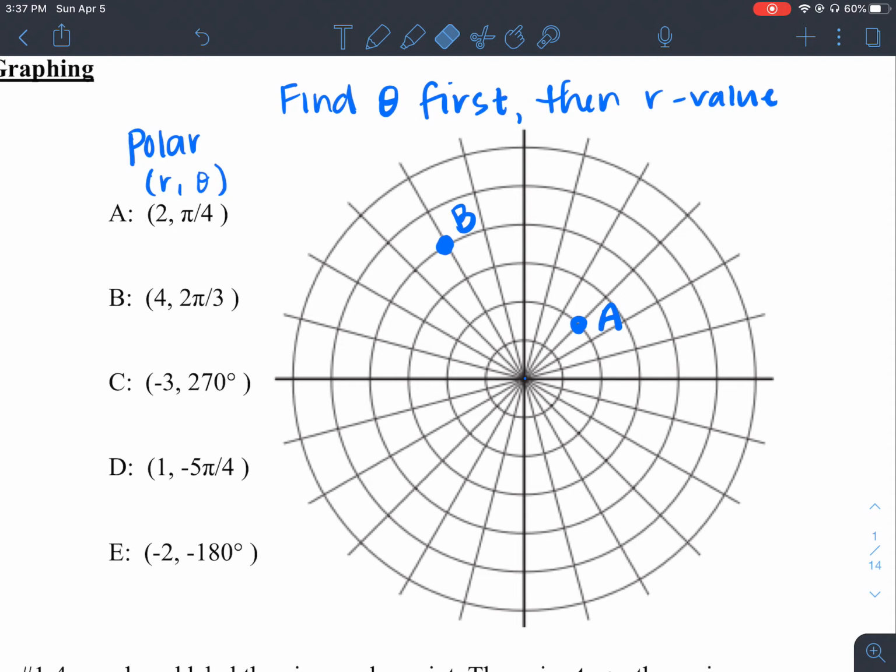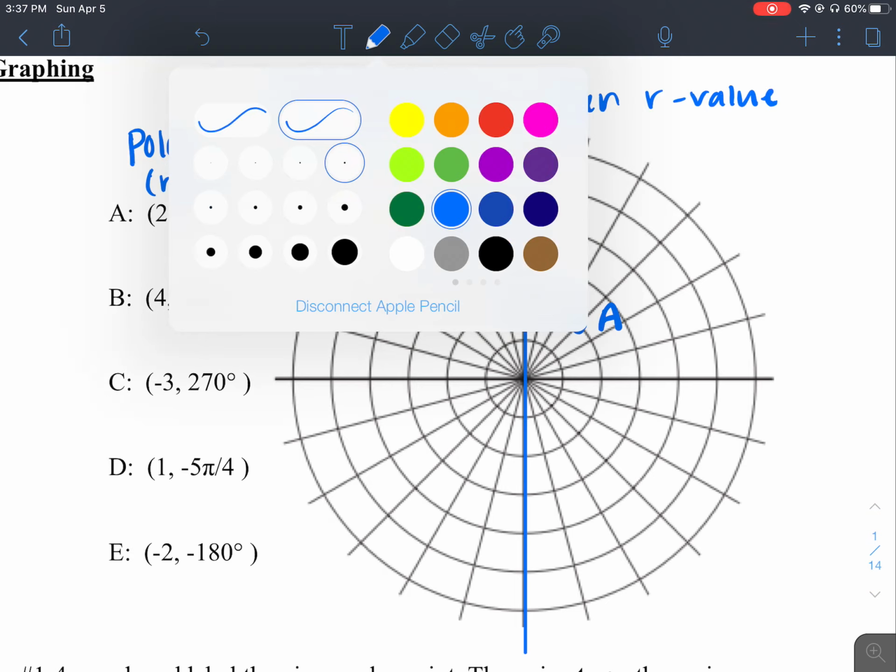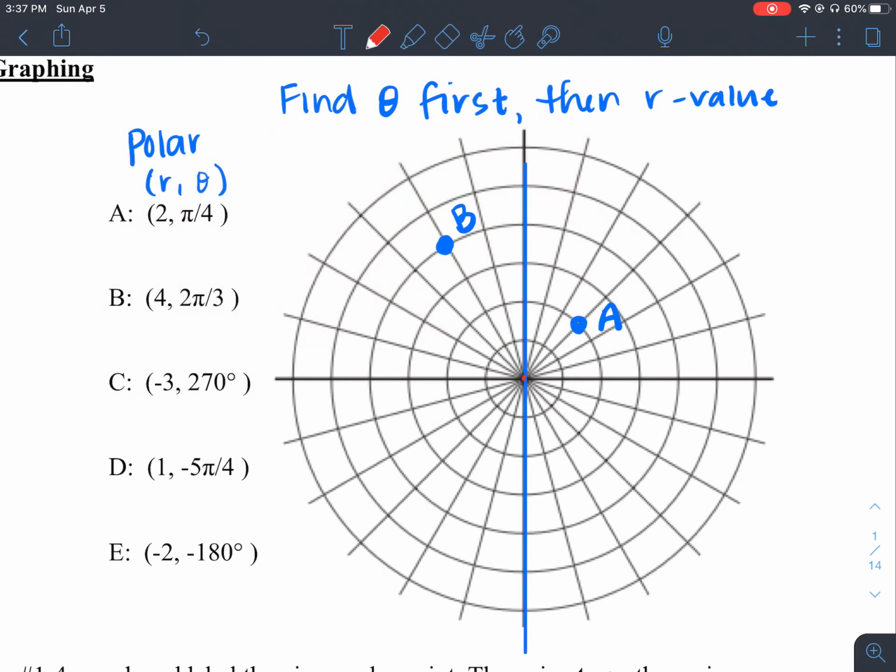Now, when we get to C, you'll see we have a radius that's a negative value. So I still want to start by finding my angle first. So my 270-degree angle, that's going to be this line right here, but technically I'm going to go all the way back. Now, if I am going to do a positive radius, I'm going to start and count 1, 2, 3. This is the point positive 3, comma 270 degrees.